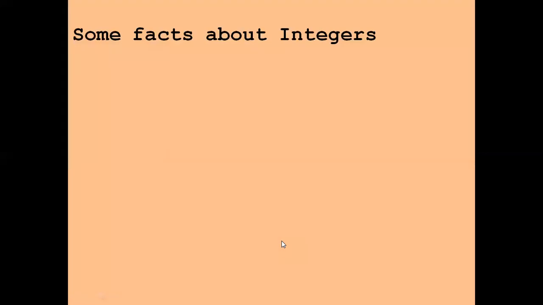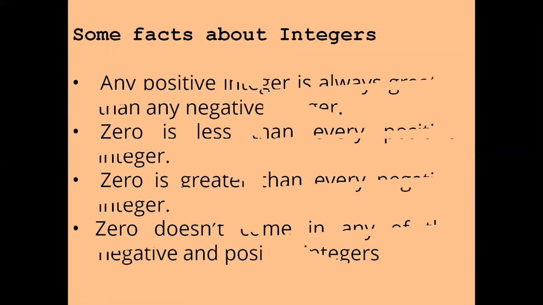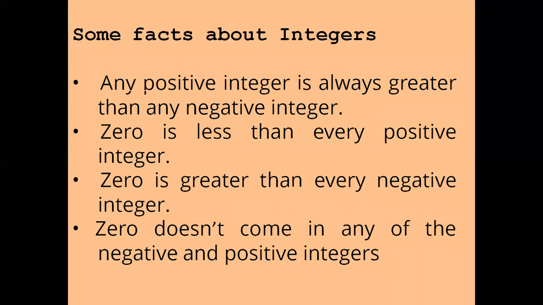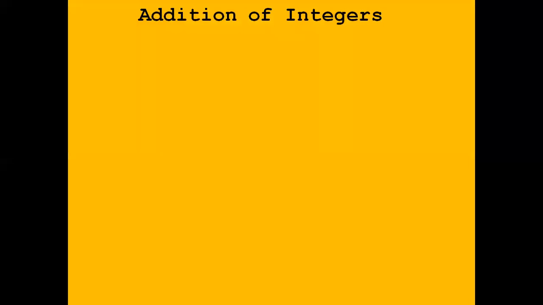Some facts about integers. Any positive integer is always greater than any negative integer. Second, 0 is less than every positive integer. 0 is greater than every negative integer. 0 does not come in either the negative or positive integers.